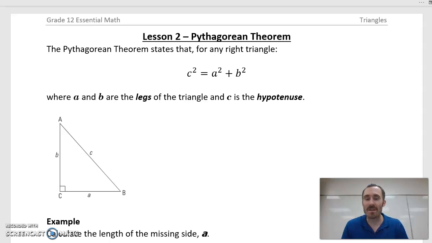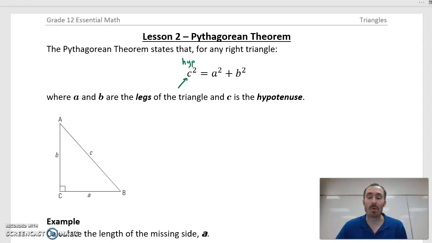Okay, but what that really means is that if you square the hypotenuse, that's this guy over here, you get the other two sides squared put together. So you need to make sure that when you're using the Pythagorean theorem, the way that you set this up, your c side is always the hypotenuse.